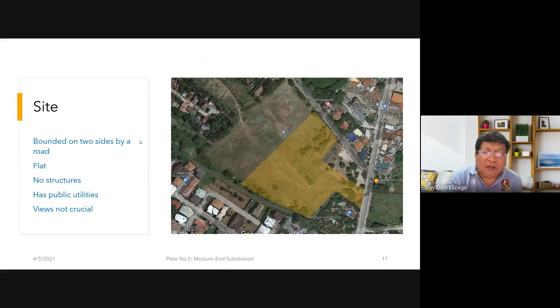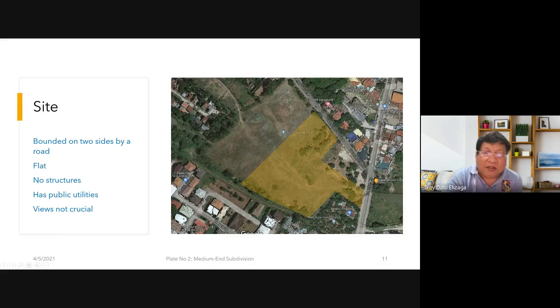And then we zoom in, we see that it's bounded on two sides by a road, so access to the site itself is not a problem. In fact, there are two roads. It is flat, so topography is not a problem. So slope is not a problem. There are no structures, so we don't even have to worry about trees not to be cut or buildings that should not be demolished. There are public utilities. This is the main road, so there is the drainage system there and also the electricals.